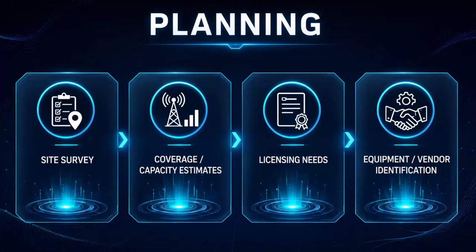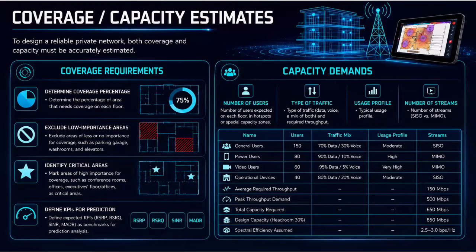So now we have completed the site survey. As I said, the next important part of planning is coverage and capacity estimation. This is where we start converting everything we learned during the site survey into actual network design requirements. So there are two things we need to understand here: one is coverage and one is capacity. These are related, but they are not the same thing. Coverage tells us where the signal needs to reach, but capacity tells us how much traffic the network needs to support. So let's start with the coverage requirement.